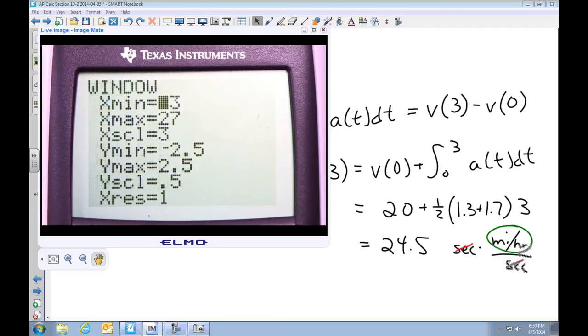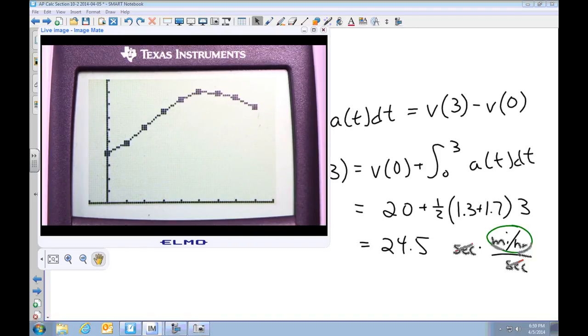And we'll change our window here. My x's can stay the same because we're still looking at the same time interval. But for my y values, again, the largest velocity that I saw there was 44.9. So I'm going to go from 0 to 50. Our velocity was always positive in this case. And we'll set a scale of 5.